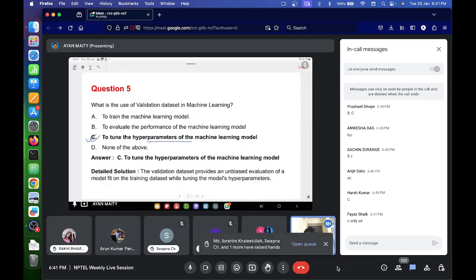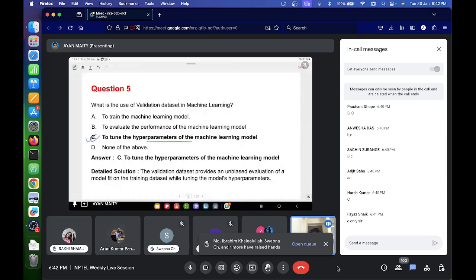But the validation dataset you can use in your training process, not to train the machine learning model directly on the validation dataset, but to see the result on the validation dataset. Based on that, you can tune different hyperparameters of your machine learning model. Different machine learning algorithms can have different hyperparameters, and the validation dataset can be used to see how good your model is performing on those validation data points, and based on that you can tune your hyperparameters and improve the performance of your model. So it is not directly used for evaluating the performance of the model.